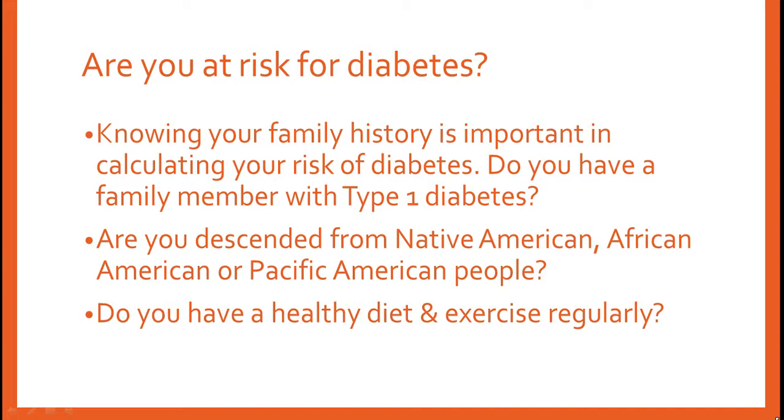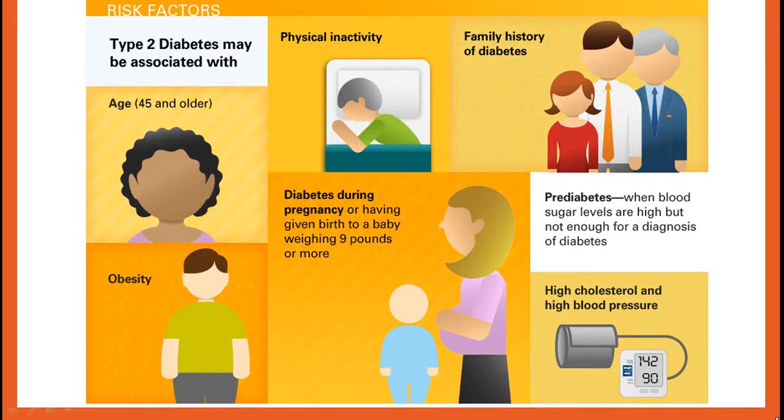Are you at risk? Well, knowing your family history is important. Do you have a family member with type 1 diabetes? And furthermore, you probably would know by now if you had type 1 diabetes. If you're descended from certain racial groups like Native Americans, African Americans, or Pacific Islanders, that would be people who would be Hawaiian, right? That kind of thing. And then a healthy diet and exercising regularly. And I'm not talking about running marathons. Just get up and move. Get your lymphatic system moving. Get yourself moving. Eat healthy foods. Make healthy choices, right?